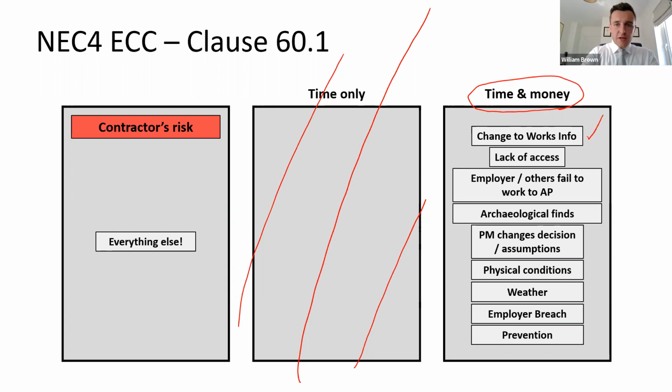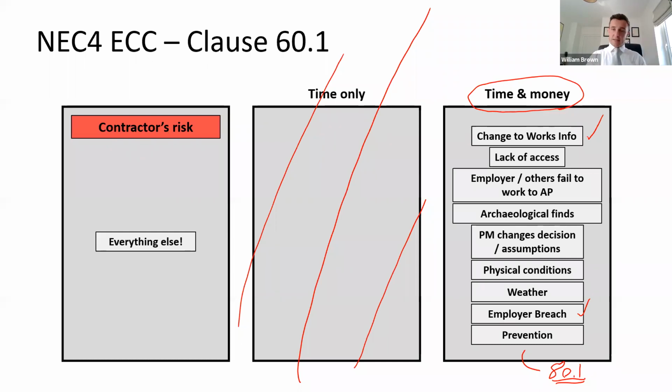Change to the works information, archaeological finds, dealing with issues on the accepted program, employer breaches. Your point, Thomas Kelly, civil disobedience, war, insurrection, all of those events under the NEC are listed in clause 80.1, and they are also compensation events by virtue of clause 60.1(14) if you really want the reference. And all of those events are time and money.